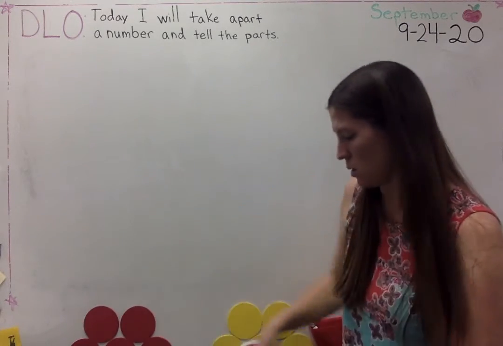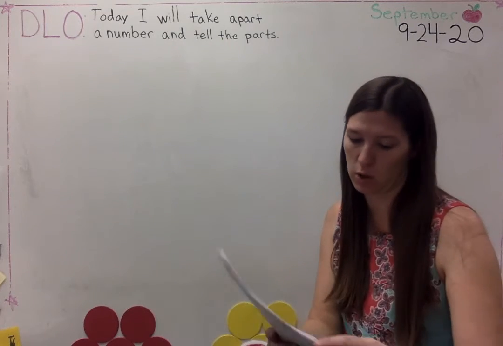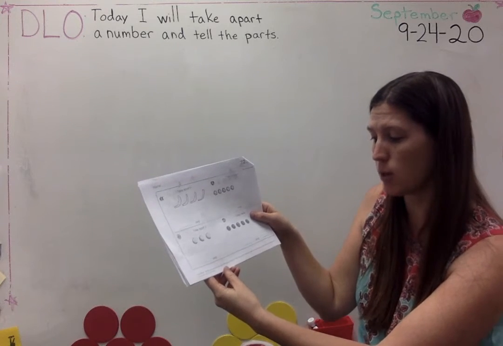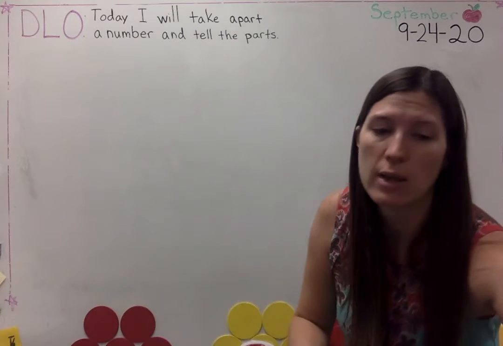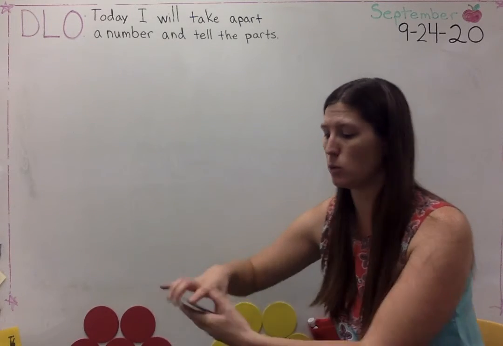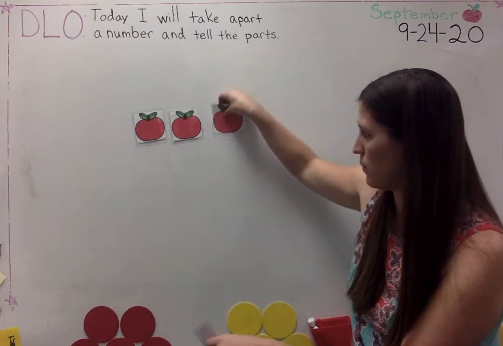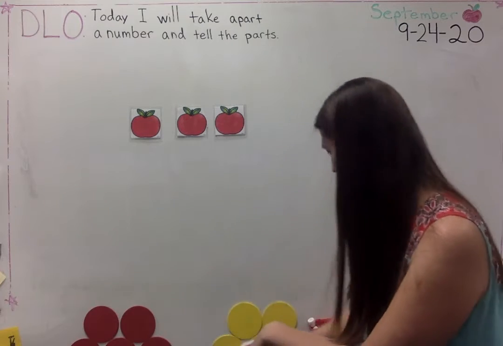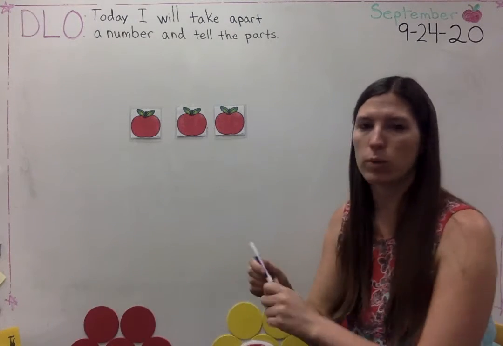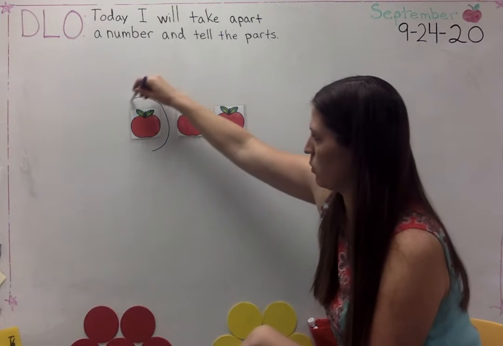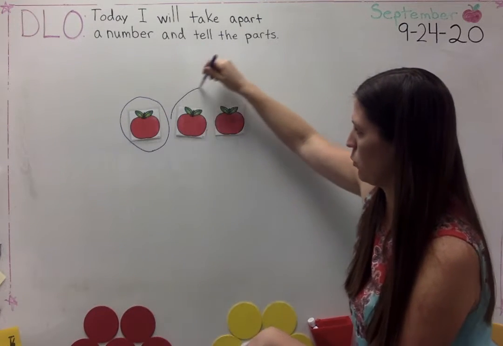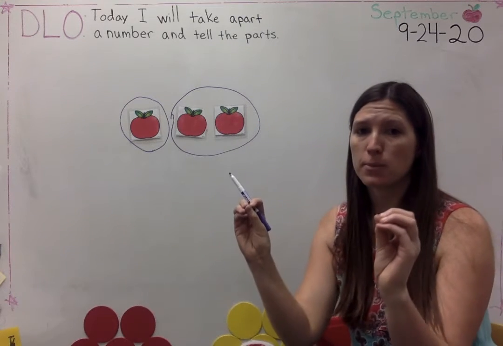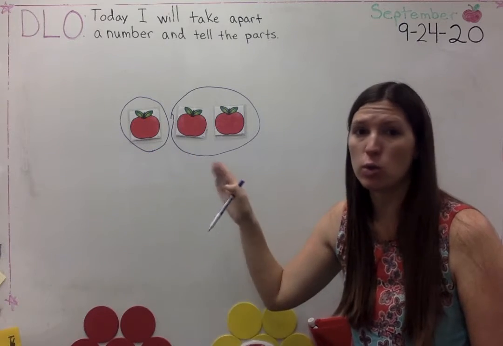In your worksheet today, it says, have students take apart a group, circle around the different parts, and write the numbers. So I'll start with my apples. If I have a group of apples here, I'm just going to take them apart. Watch me. Here's my marker, and I'm going to draw a group around this one, and a group around this one, a circle around this group. I took it apart because I circled them in 2 different groups.